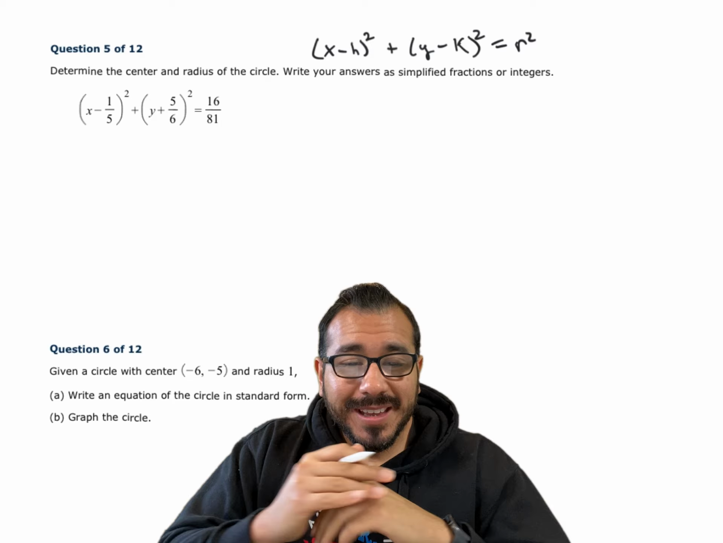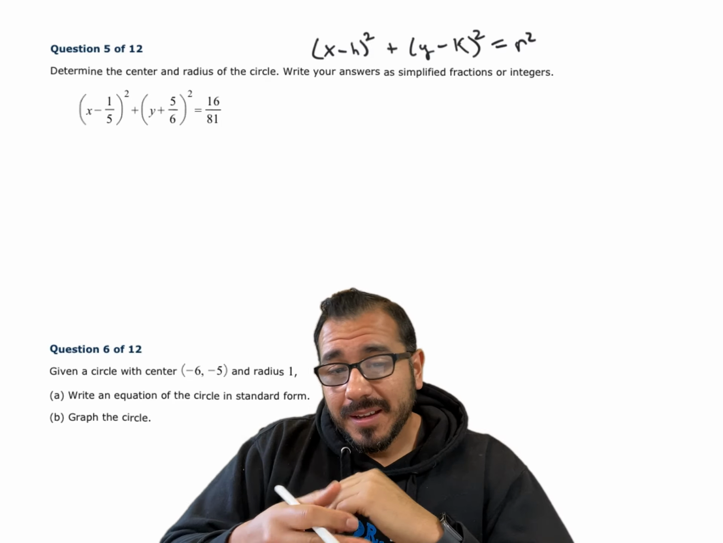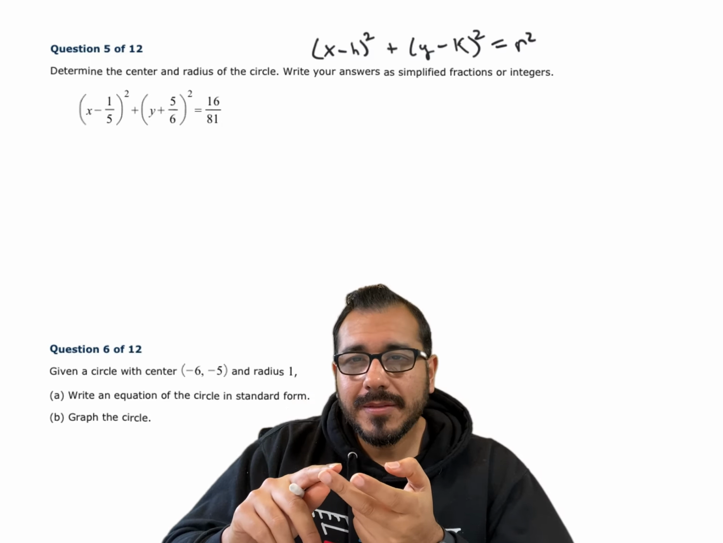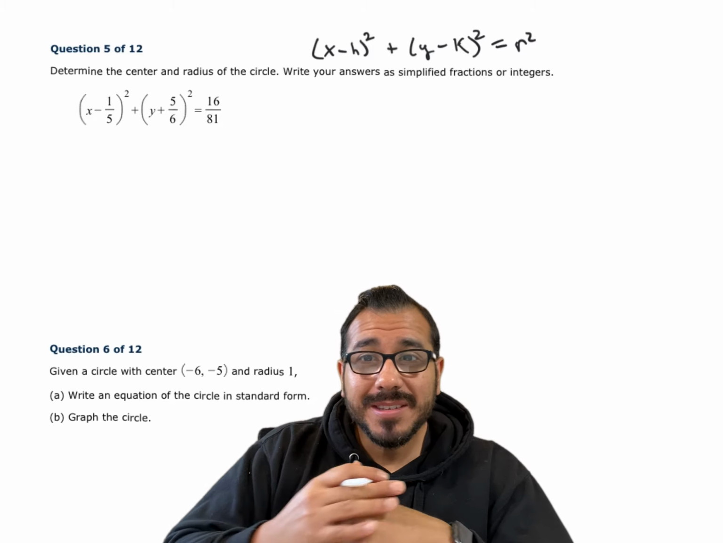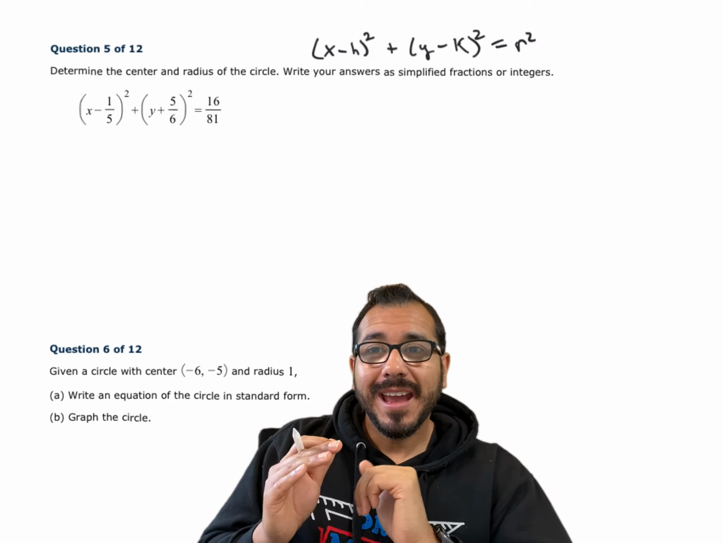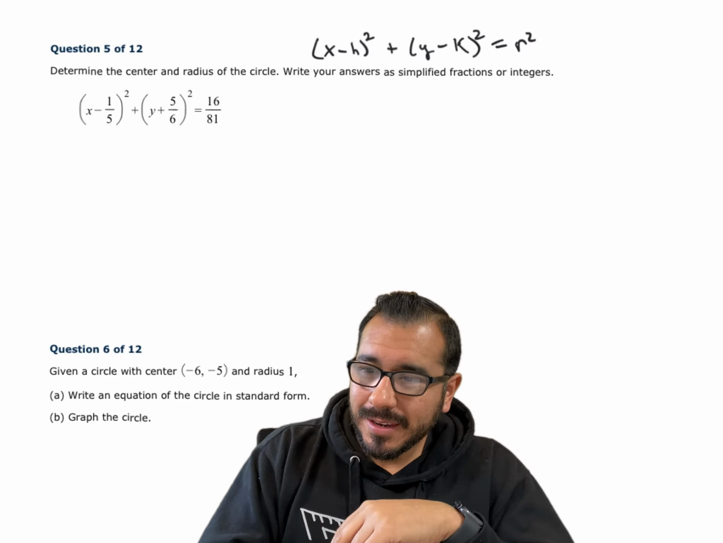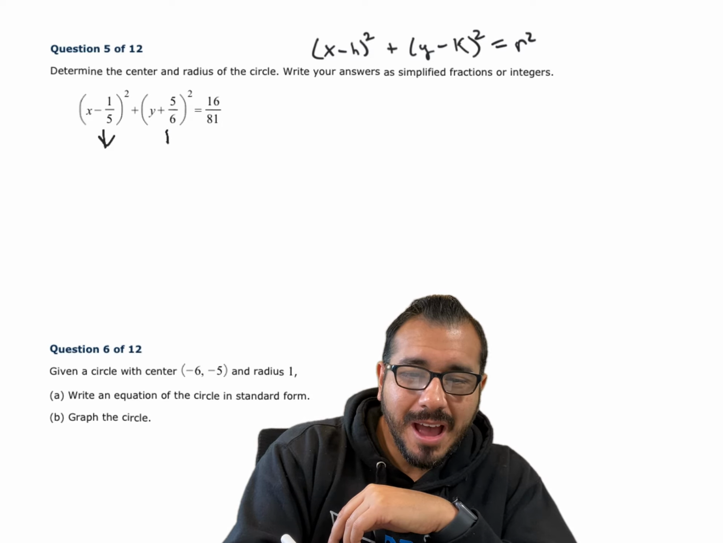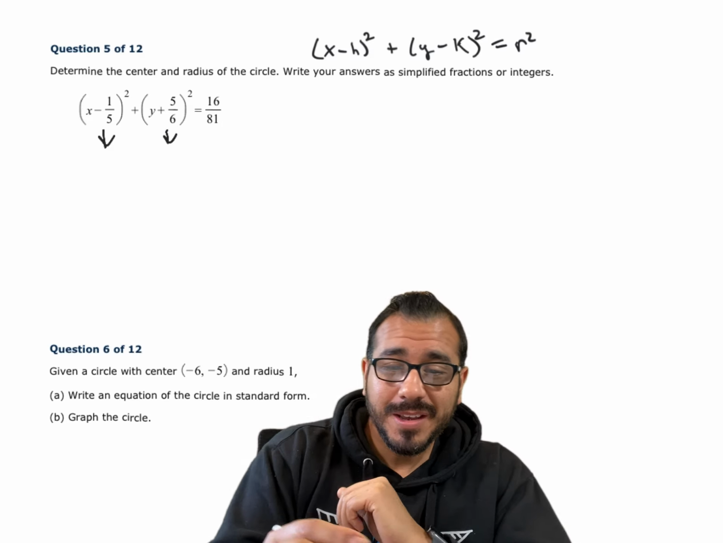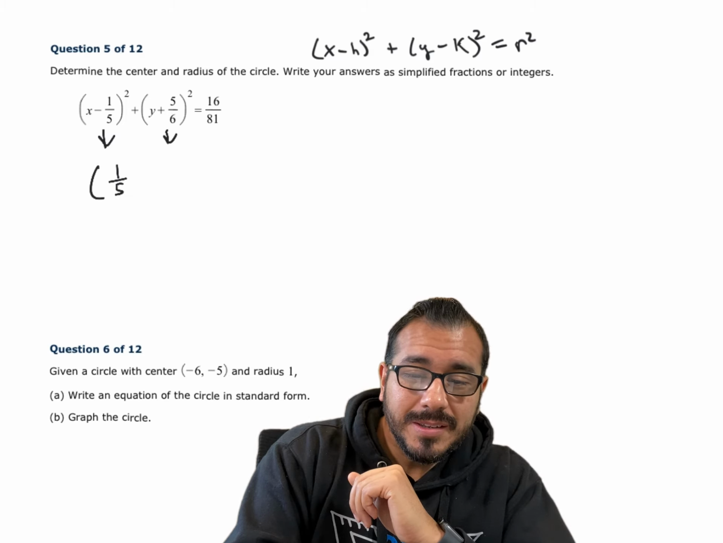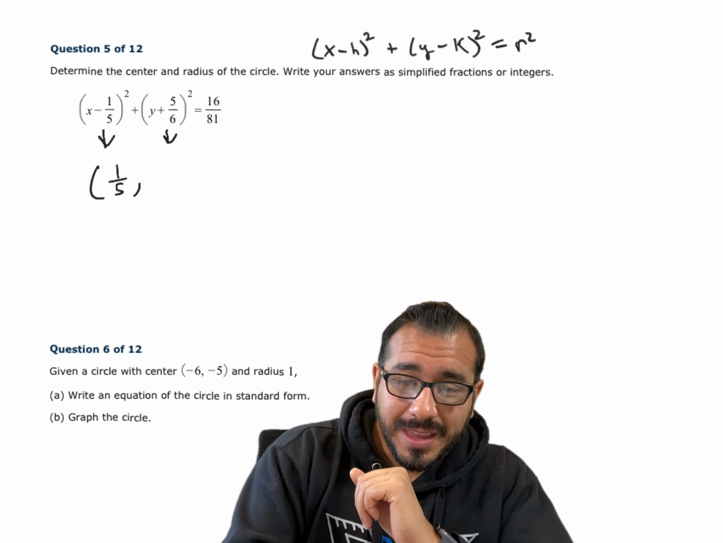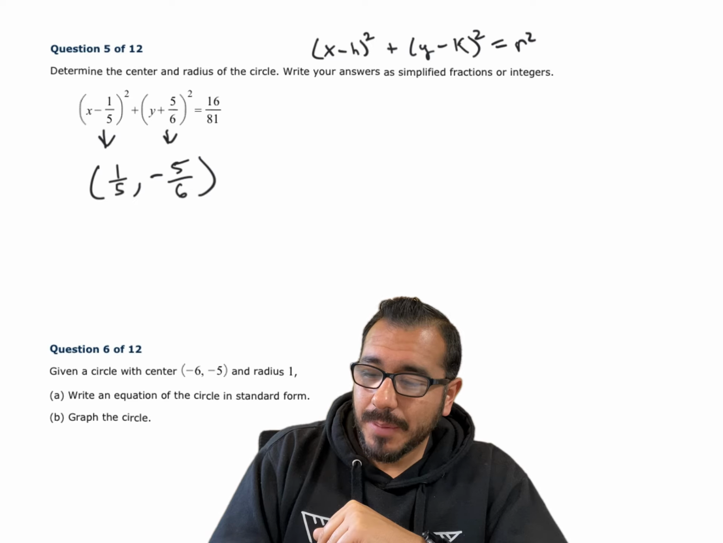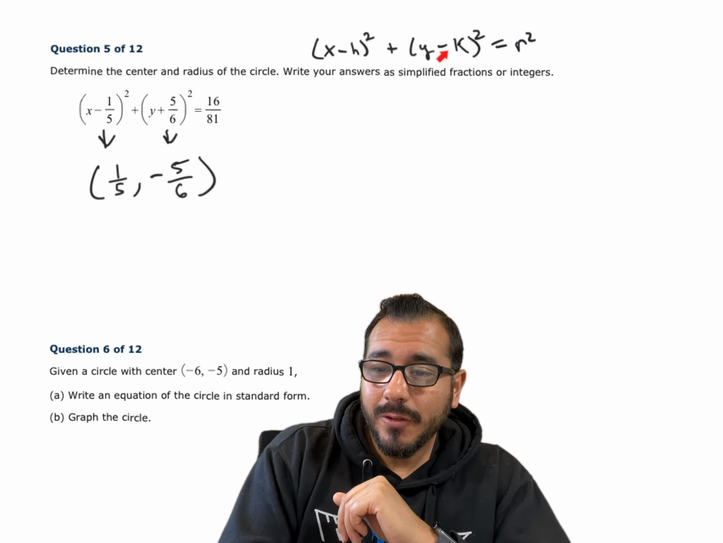All right, so let's look at question number 5 here. Again, I just want to show you that it doesn't matter if we have fractions or all kinds of ugly numbers, the rules stay the same. Sometimes when people see fractions, they freak out and they forget everything they learned. So the rules always stay the same. We're going to take the opposite of this sign, the opposite of this sign, because it's in standard form. So it's 1/5 is our x value of the center, and negative 5/6 for the y value, because we're taking the opposite signs. That's what the formula tells us.